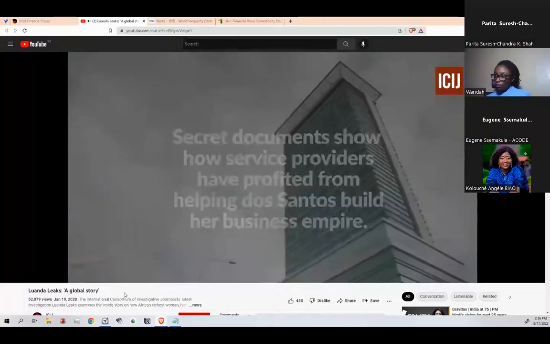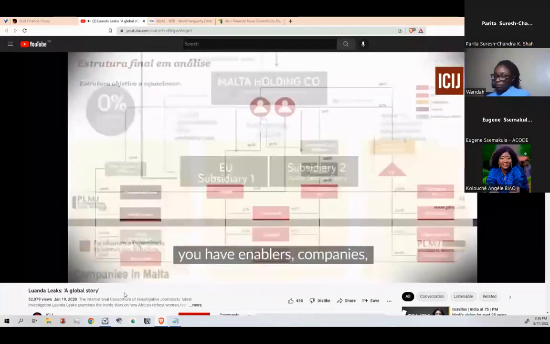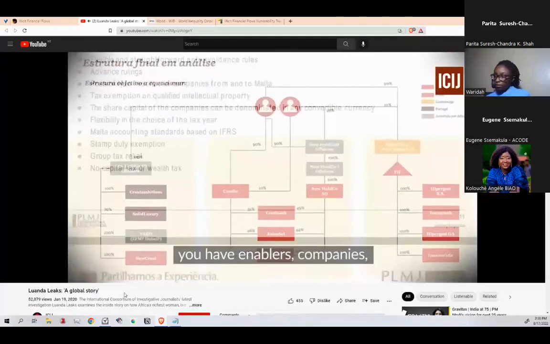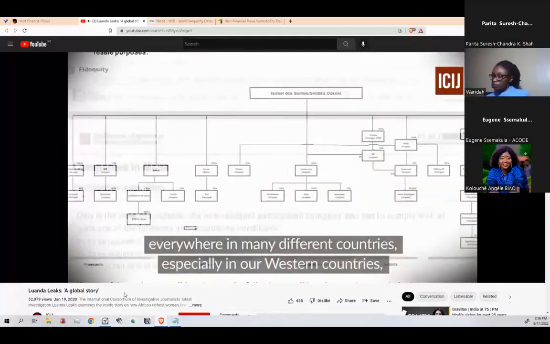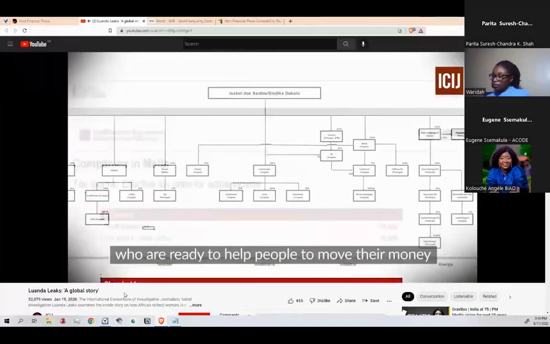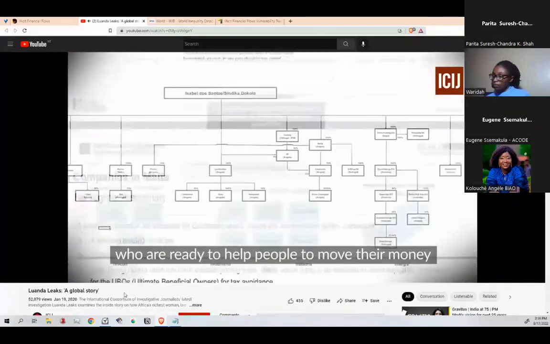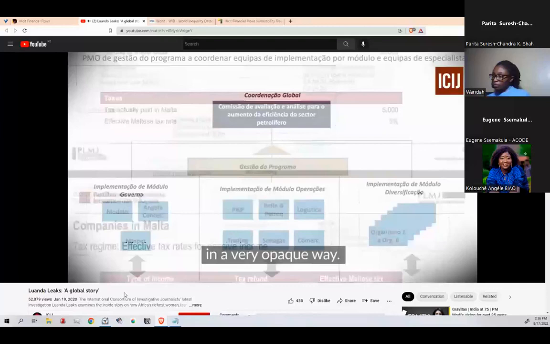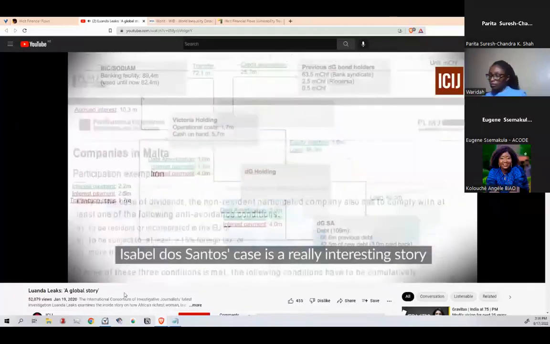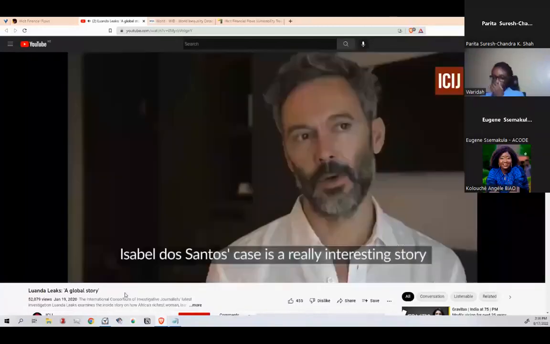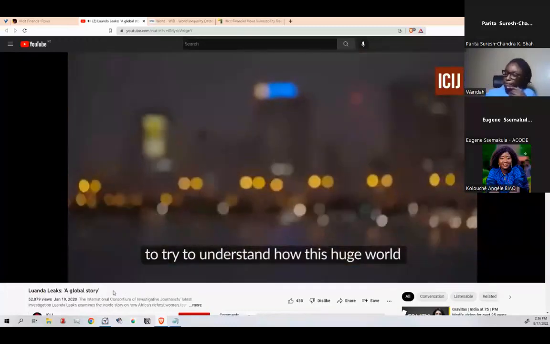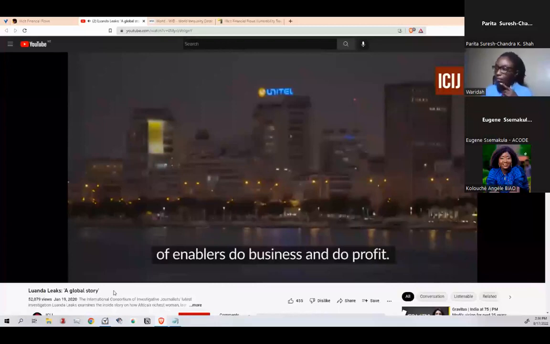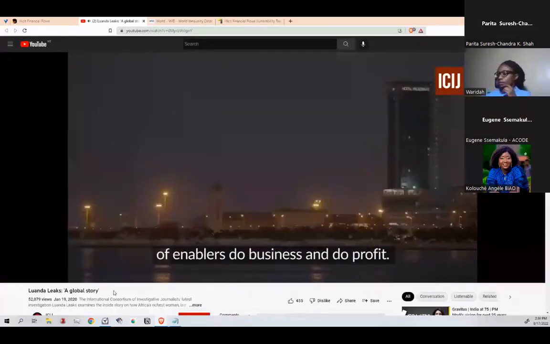What this document shows is that you have enablers, companies everywhere in many different countries, especially in our Western countries, who are ready to help people to move their money in a very opaque way. Isabel dos Santos' case is a really interesting story to try to understand how all this huge world of enablers do business and do profit.